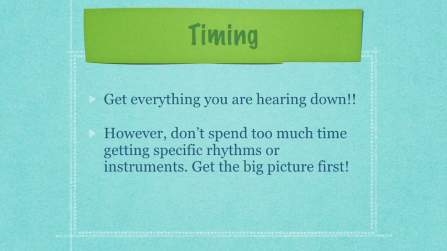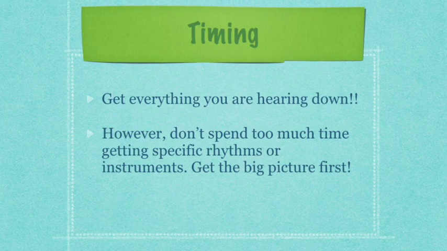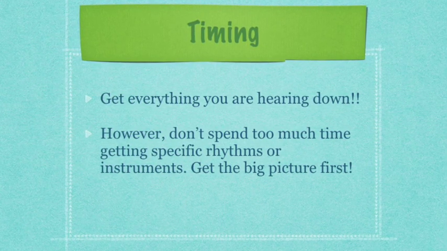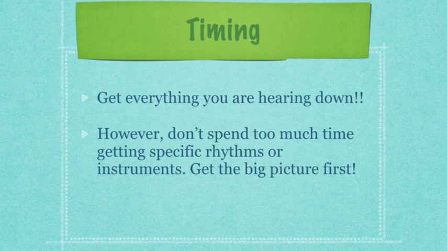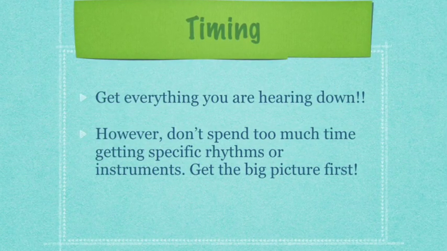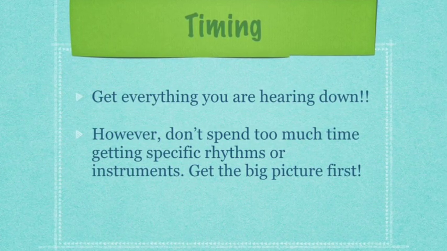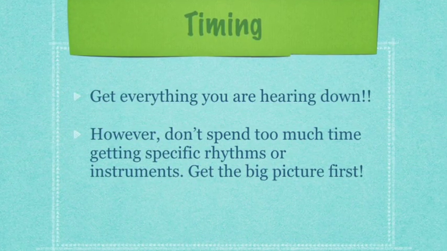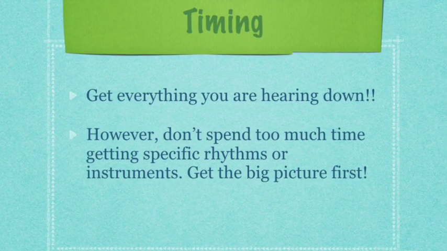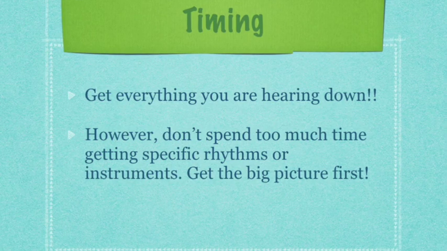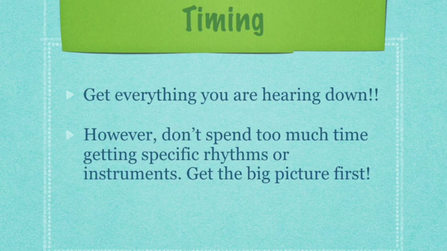Get everything you're hearing down. If you don't know the right words, try to describe the sound. For example, say it is a high-pitched wooden instrument if you can't remember the word for oboe. You won't get penalized for not knowing the right words or terminology, but you will if you leave a huge chunk of music out. Don't spend too much time on one part trying to get the right instrument, pitch or rhythm. Try to spend time getting the big picture down first rather than spending the whole time on a small portion of the piece.